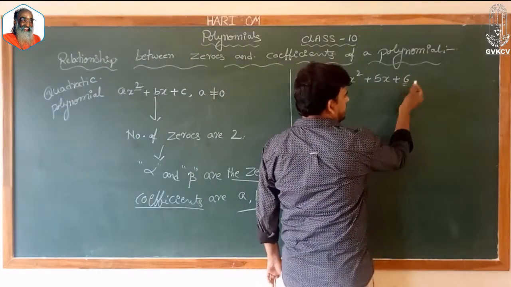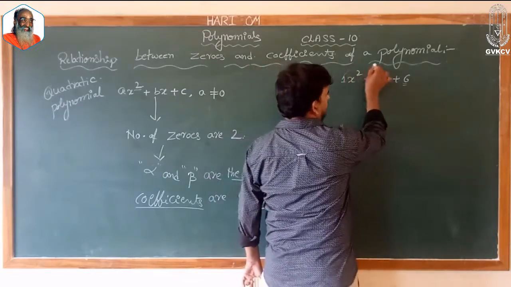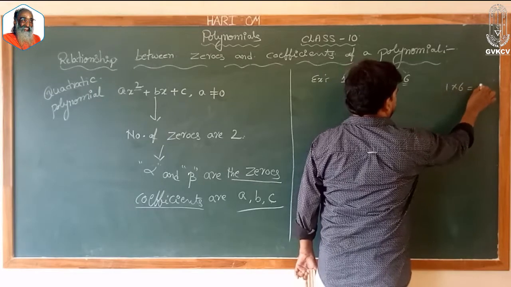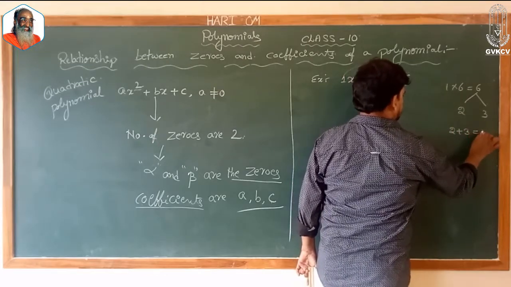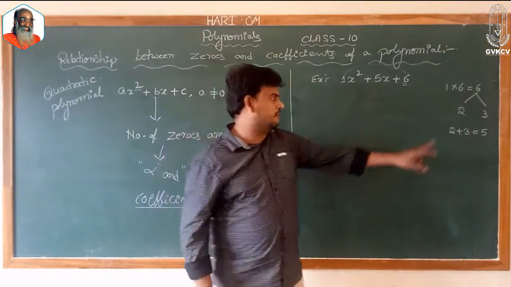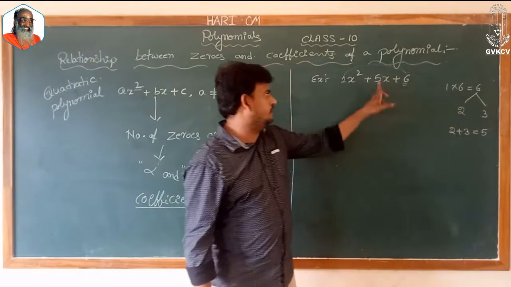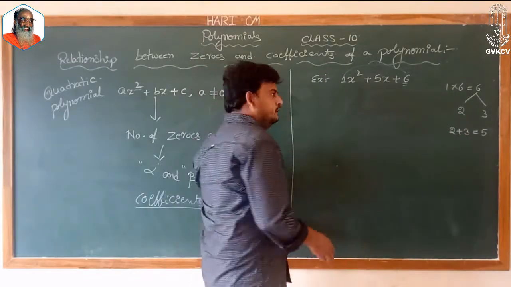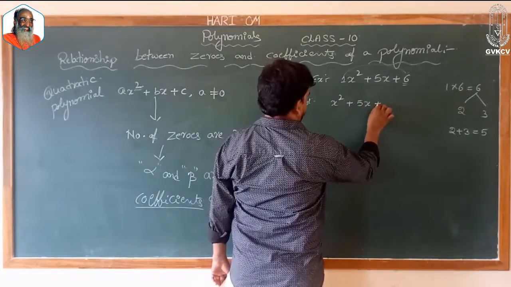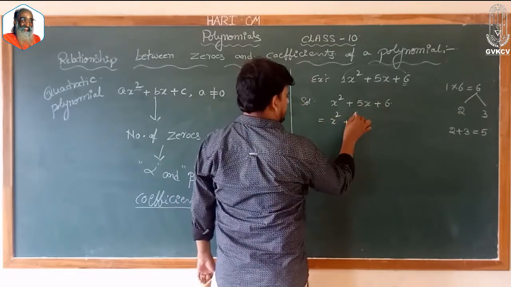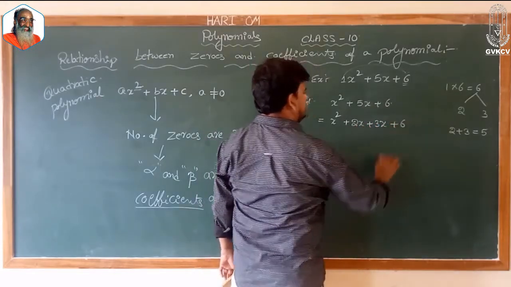Here, what is the constant we have? 6. The x square coefficient is 1. So, the product of these two, 1 into 6, is 6. And the factors of 6: 2 into 3 is 6, and 2 plus 3 gives us 5. By multiplying 2 and 3, we get 6. By adding 2 and 3, we get 5. So what I can do here, x square plus 5x plus 6, the 5x I am going to split as 2x plus 3x.